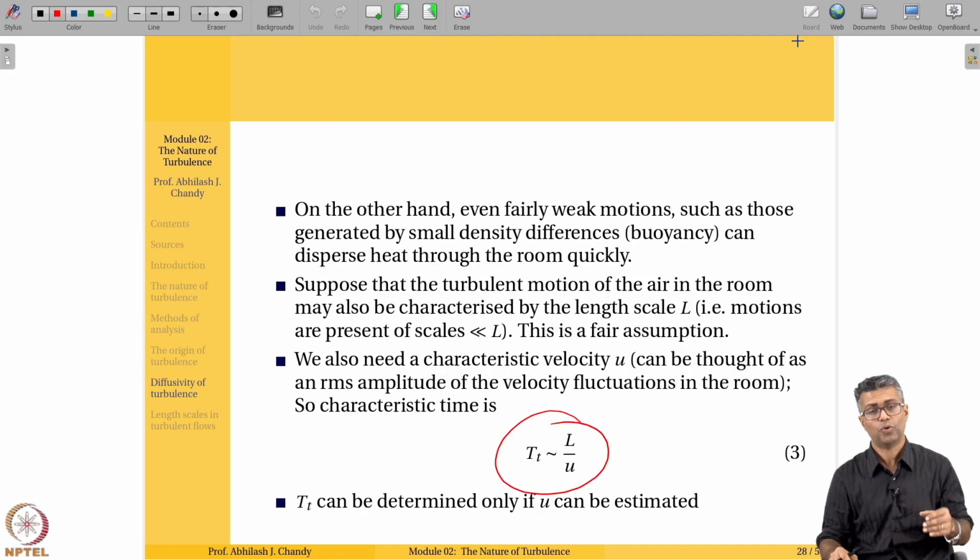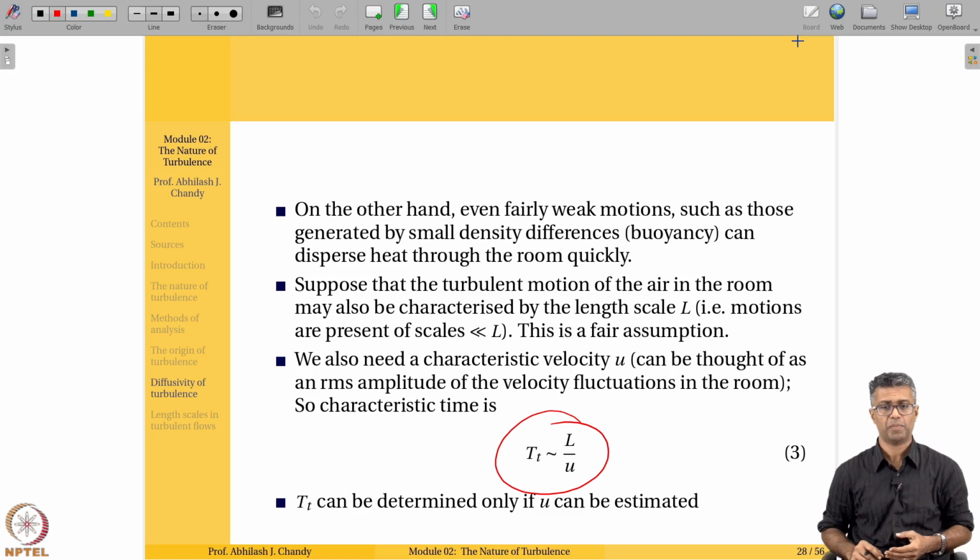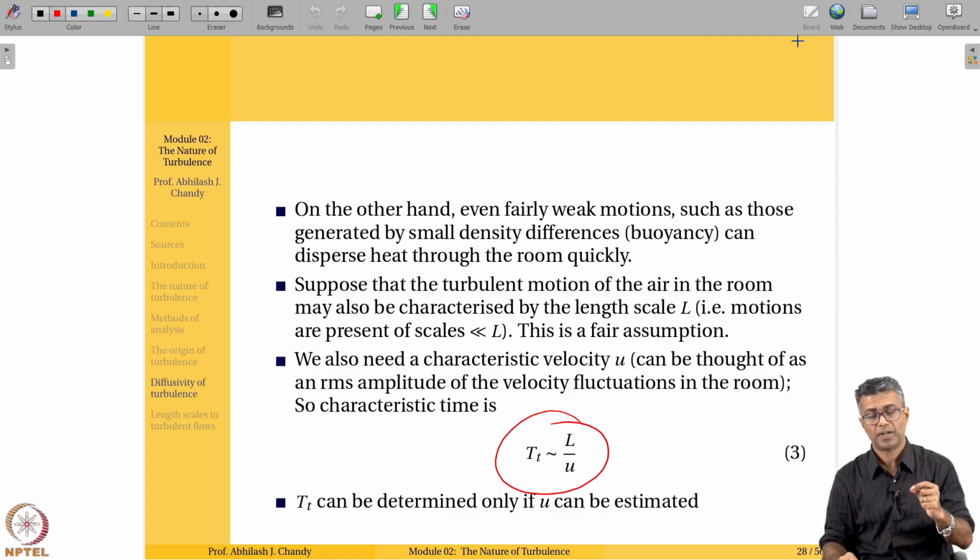Now consider turbulent flow. Even if you have weak motions due to some kind of density stratification within that room, even a room as high as 5 meters, you will have some kind of airflow due to small density changes. So here the time scale will depend on the velocity because there is flow. You cannot estimate it from the properties of the fluid, which is air. You need the velocity scale. So the turbulent time scale is L over U, U being an RMS amplitude.